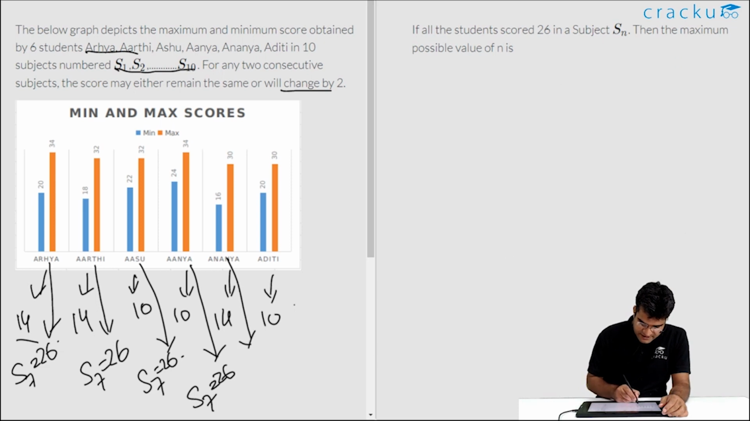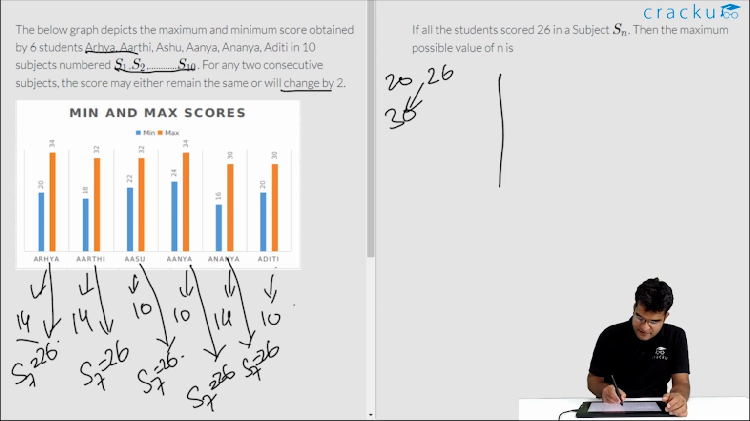So even in the case of Ananya, S of 7 is equal to 26 is possible. In case of Aditi, the minimum is 20 and the maximum is 30. So 26 will be closer to the maximum, so it will be an upward trending graph.